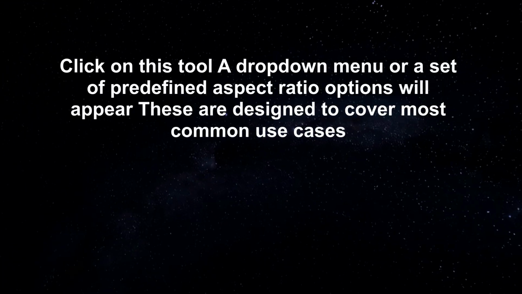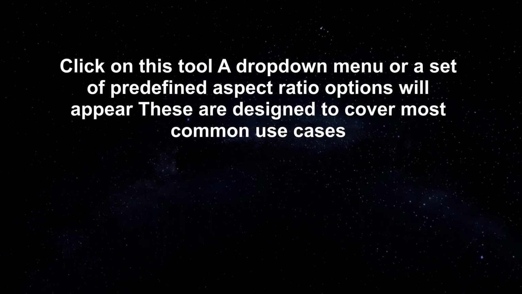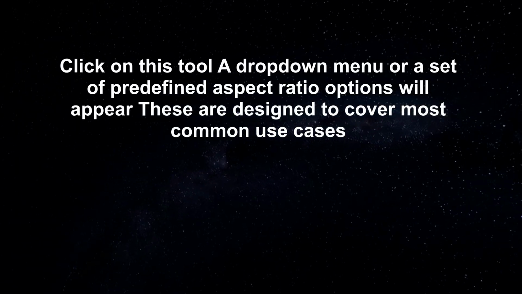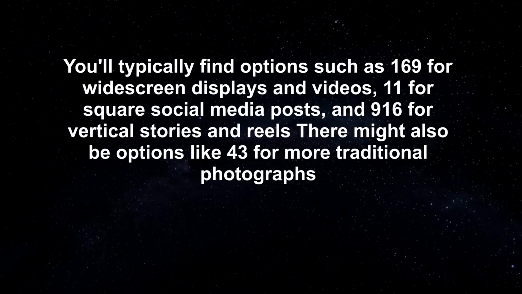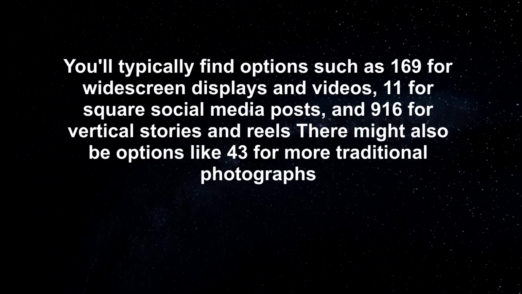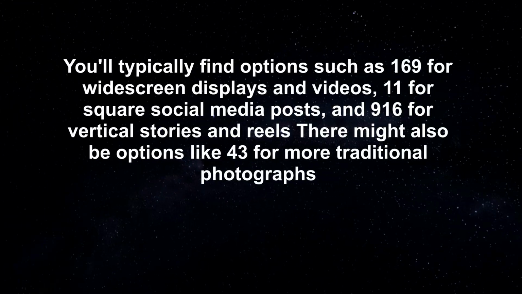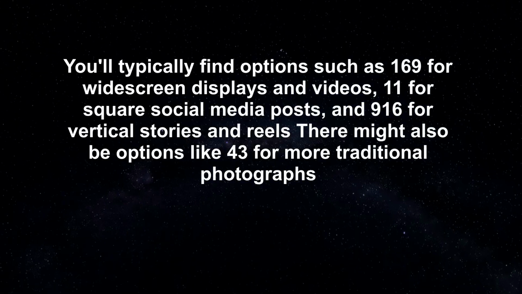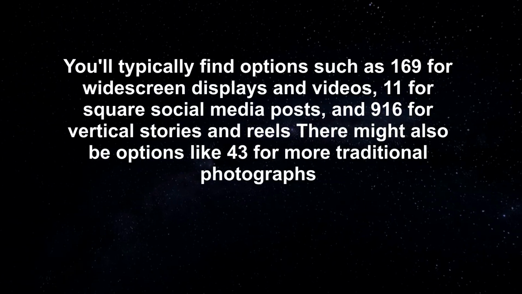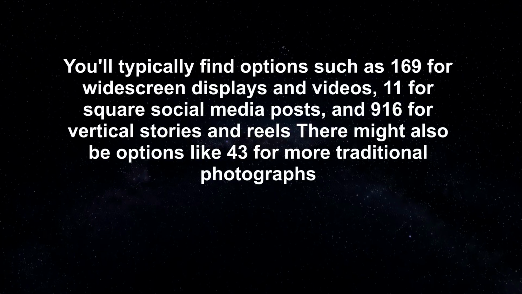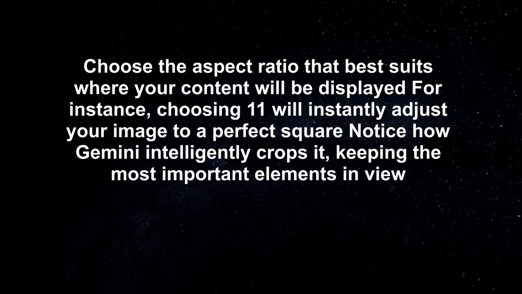Click on this tool. A drop-down menu or a set of predefined aspect ratio options will appear. These are designed to cover most common use cases. You'll typically find options such as 16:9 for widescreen displays and videos, 1:1 for square social media posts, and 9:16 for vertical stories and reels. There might also be options like 4:3 for more traditional photographs. Choose the aspect ratio that best suits where your content will be displayed.